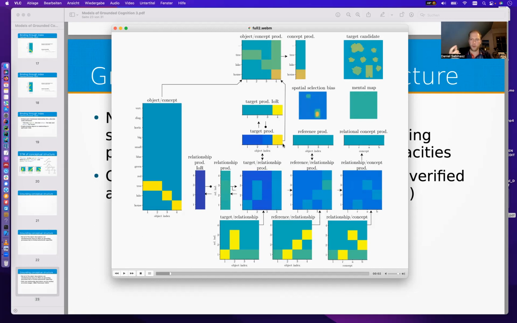And the first thing that has to happen is now the bound information, the information that is bound to the object with index 4, has to be read out from the conceptual structure. And for this purpose, we have what we call here a production field that receives input from the object concept field. That's the object concept production field. So it receives subthreshold input from the object concept field. And also it receives slice input from the target production field. And where these two inputs overlap, the field forms a peak.